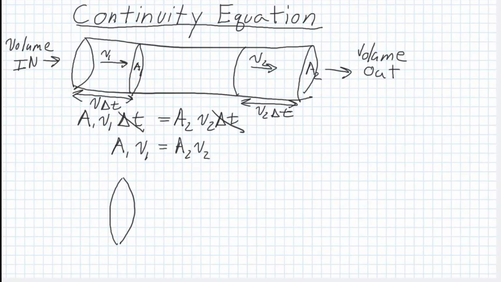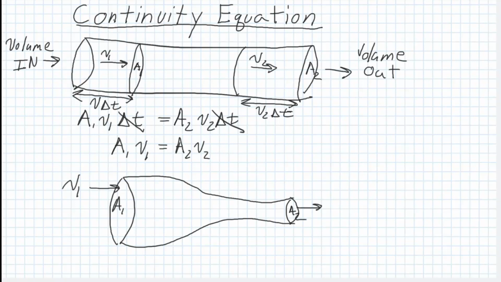So what does this equation mean for a pipe that isn't just the same diameter throughout? What if we have a pipe that starts wide and narrows just like this? The cross-sectional area at the beginning, A1, is bigger than the cross-sectional area at the end, A2. The water entering the pipe will have speed V1, and the water exiting the pipe will have speed V2.